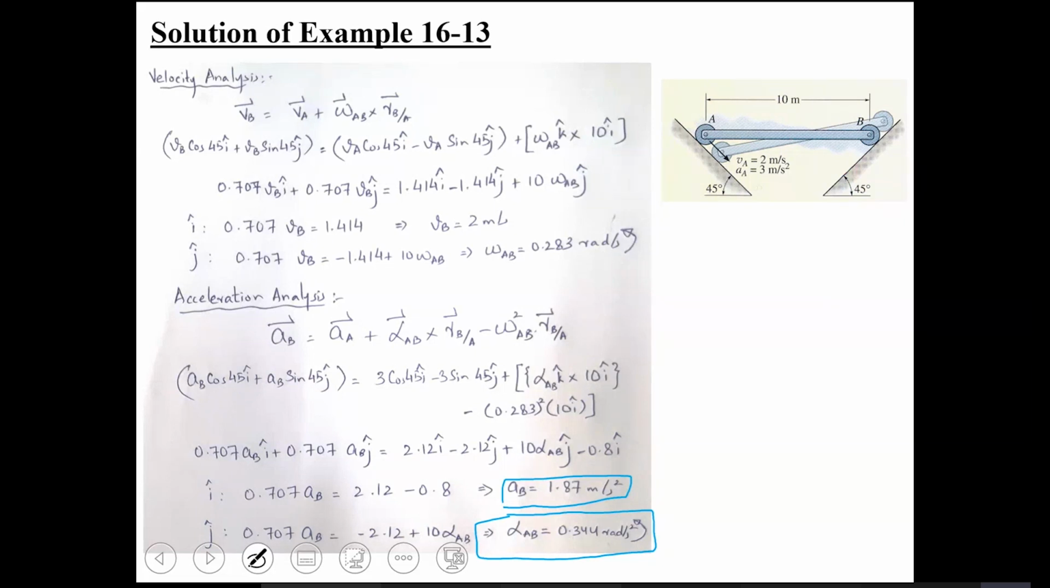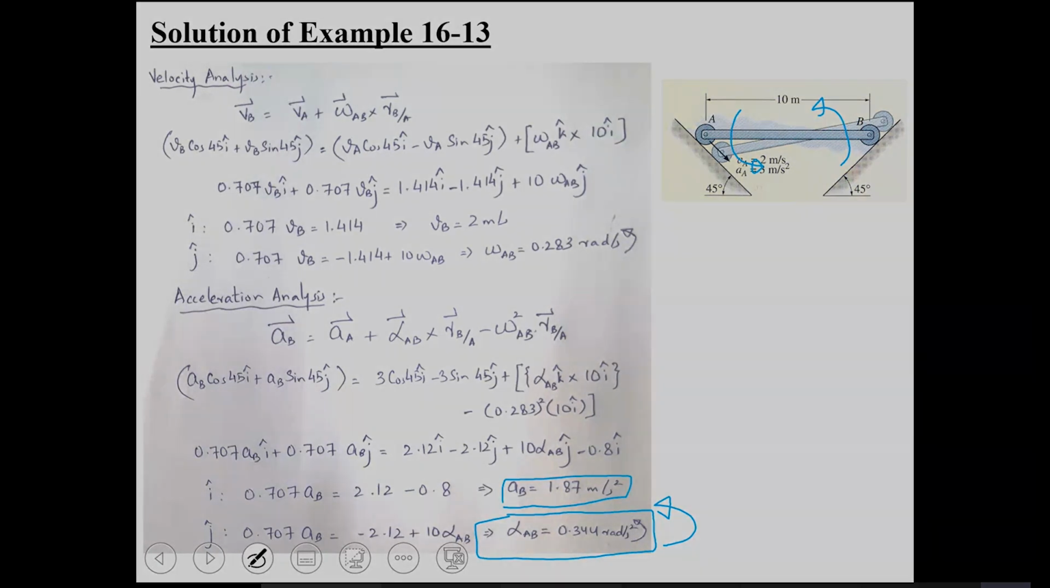So alpha आपका positive आया, इसका मतलब क्या है कि this alpha is acting in a counterclockwise direction. What was the direction of omega जो आपने इससे पहले velocity analysis में निकाला था? Counterclockwise. वो भी counterclockwise था. So alpha and omega have come out to be in the same direction. So what does it mean? Accelerate हो रहा है. The body is angularly accelerating at this moment. Is this point clear to all of you?